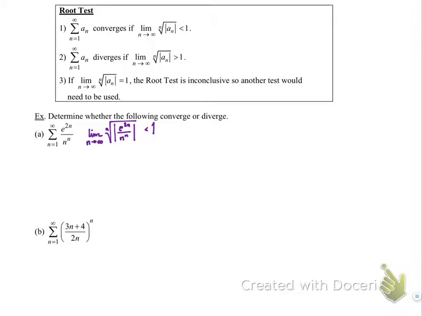Okay, if we look at this one, we see that the top of our function is actually a constant to the 2nth, which is going to grow more slowly than n to the nth. So that has to be less than 1. Then we can say that that converges by the root test.